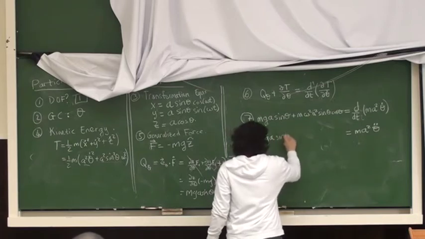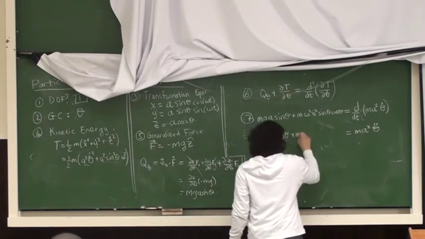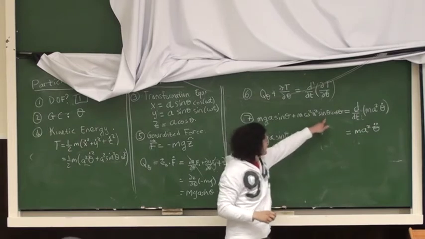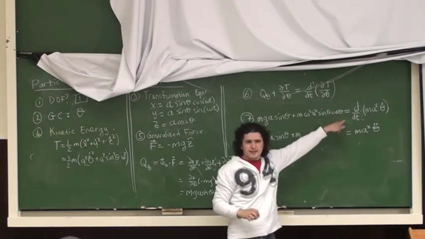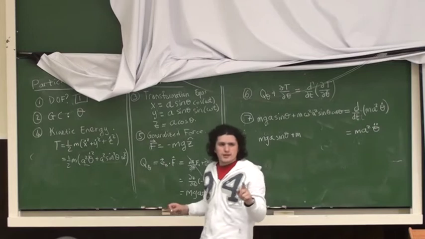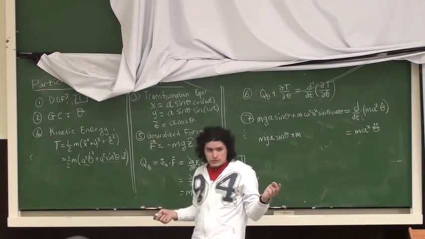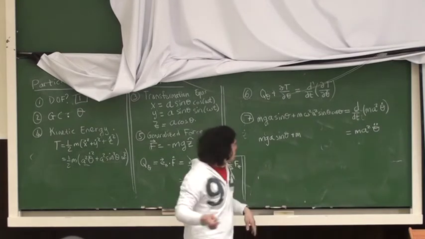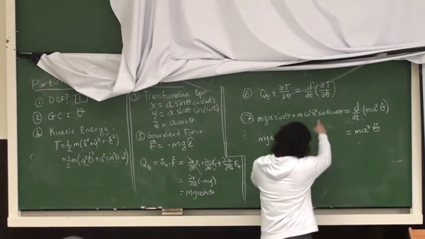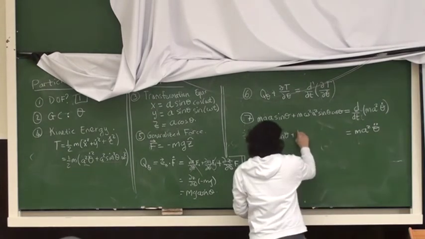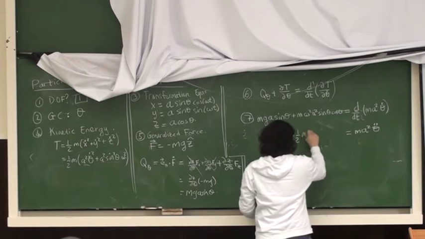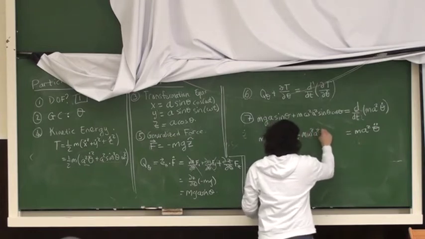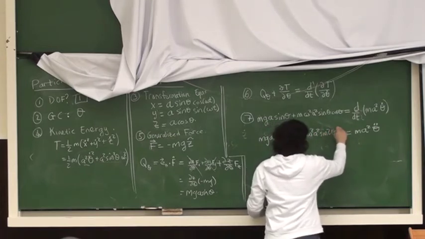mga sine theta plus m. Okay, let's rewrite this term. We've got a sine theta cos theta here. That looks like something, a double angle formula. Sine 2 theta, right? Except there should be a half inside, because sine 2 theta is 2 sine theta cos theta. This looks like a half m omega squared a squared sine 2 theta.